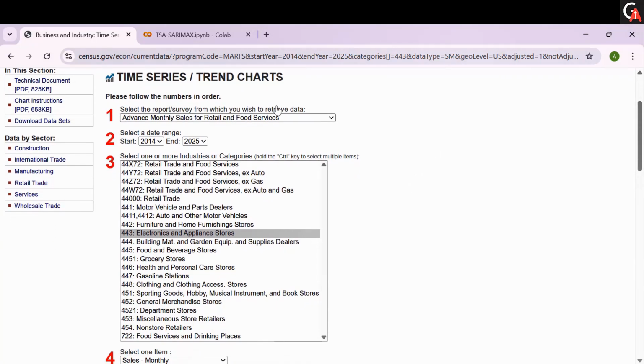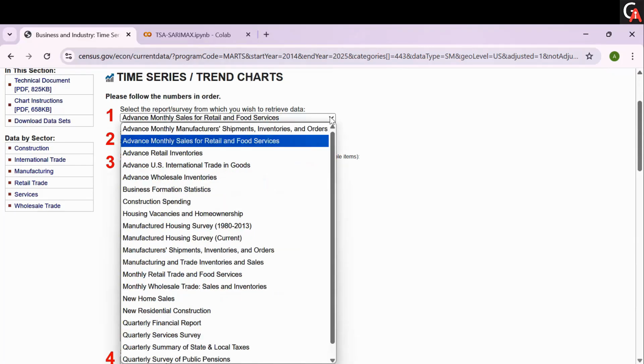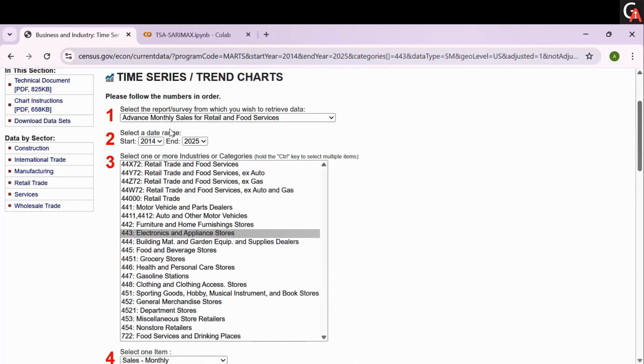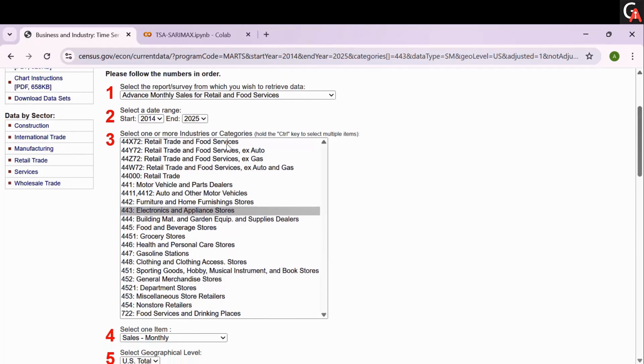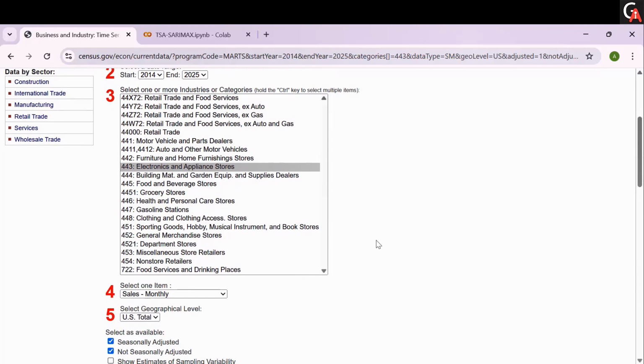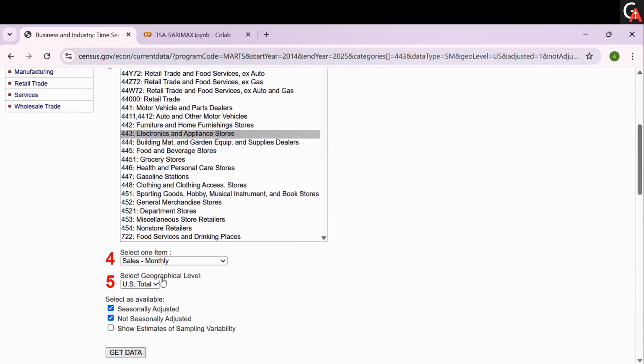First of all, you can select any data that you want from a specific industry. After that, you have to select the date range, that is the year interval from which you want the data. I have selected the date range from the year 2014 till 2025. After that, you can select any categories from here which are available in that particular survey data or report data that you have selected at the top. And then these two options I have kept as default.